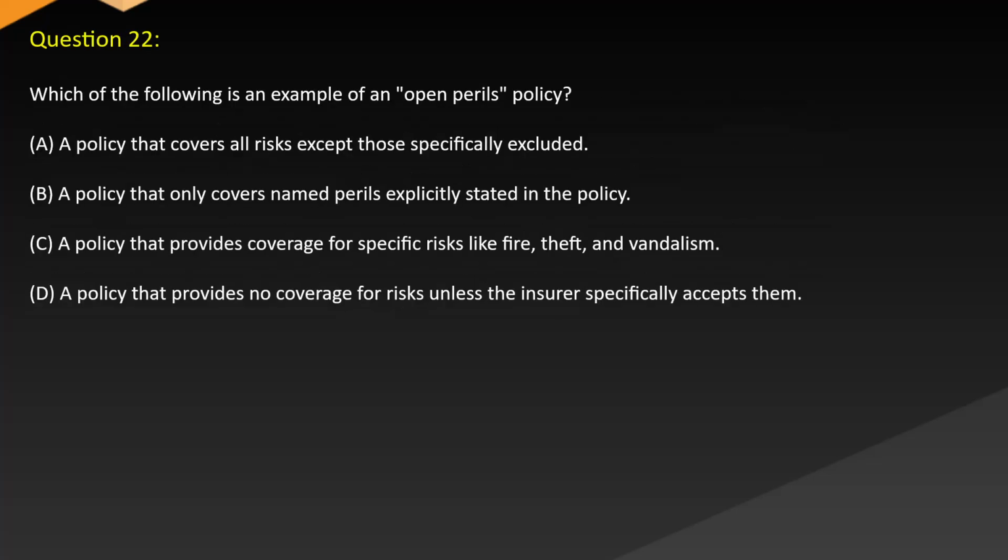Question 22. Which of the following is an example of an open perils policy? A. A policy that covers all risks except those specifically excluded. B. A policy that only covers named perils explicitly stated in the policy. C. A policy that provides coverage for specific risks like fire, theft, and vandalism. D. A policy that provides no coverage for risks unless the insurer specifically accepts them.